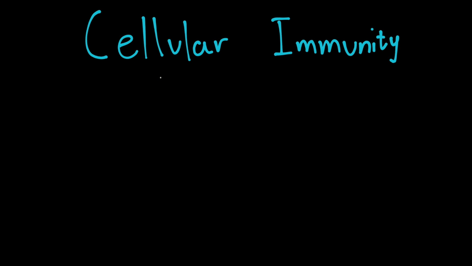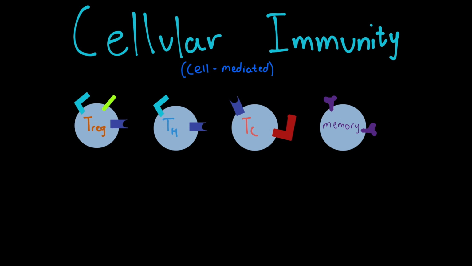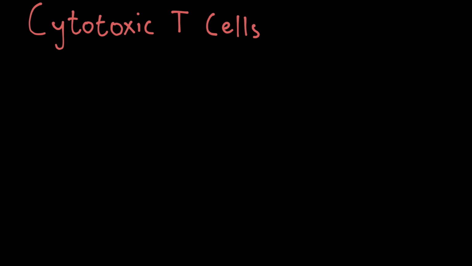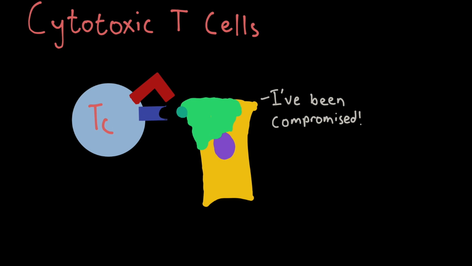Now let's discuss cellular immunity. Cellular immunity, if you can recall, is cell-mediated and is a specific defense in which lymphocytes, primarily T cells, will attack and destroy pathogens as well as memorize the antigen of a specific pathogen. There are four different T cells. The first class are known as cytotoxic T cells. Cytotoxic T cells contain a CD8 receptor and mostly kill infected cells and cancerous cells.